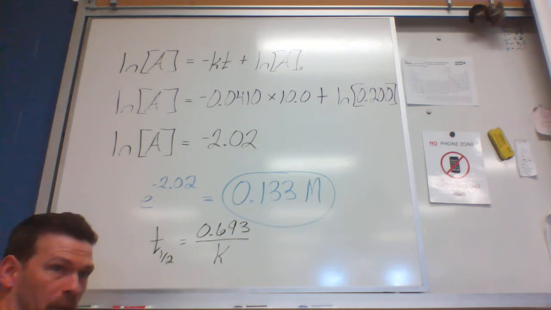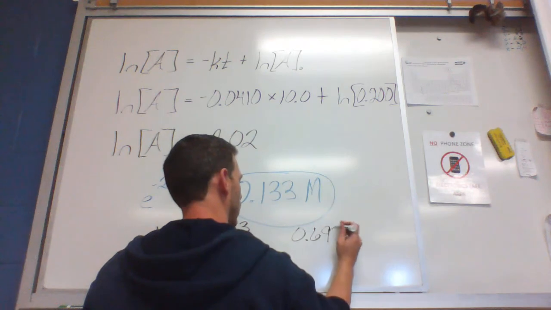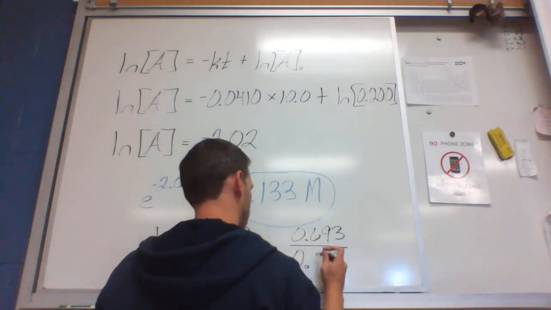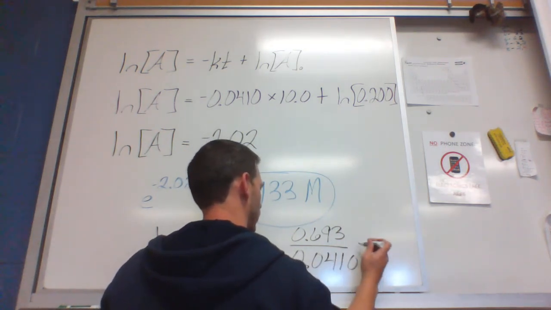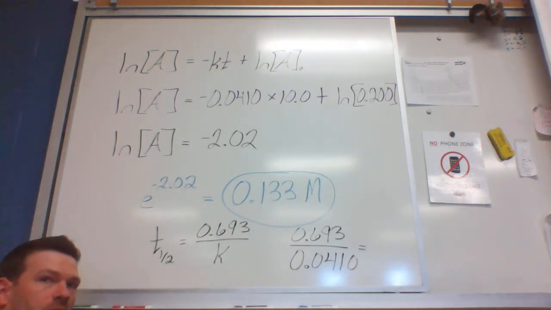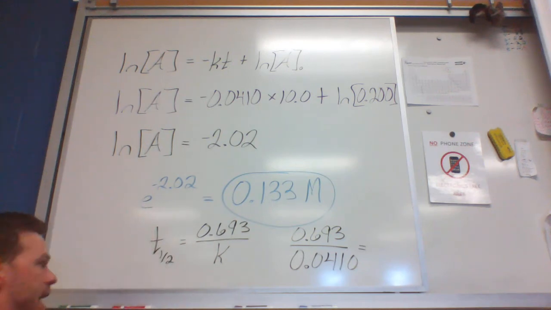Therefore, this is so simple. What do I do? 0.693 divided by what? 0.0410. Perfect. I got it right? The rate constant was already in the problem. And now we can find out exactly how long this reaction must run before we only have half of the H2O2 left. How long is it going to run for?